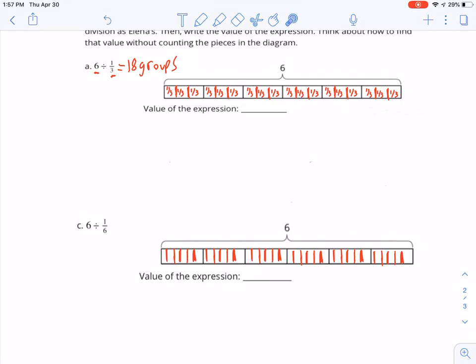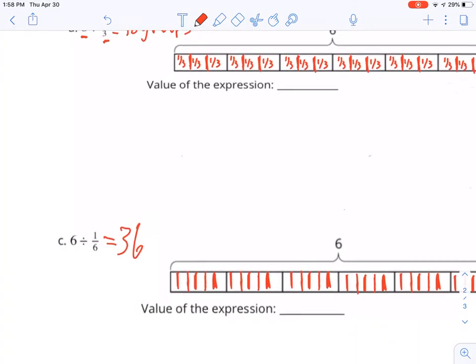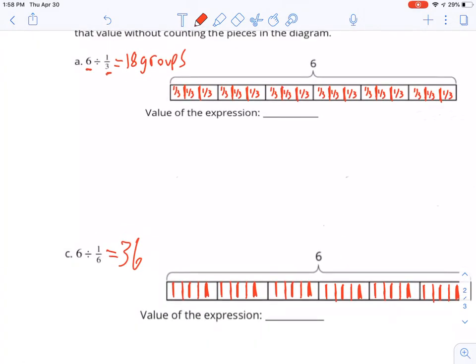Okay, now let's count them. What do you think? Last time we had 6 divided by groups of 1/3 and we got 18 groups. Now 1/3 is exactly twice as much as 1/6. So our divisor has decreased by half. So what's going to happen to our quotient this time? Who knows? Well, let's find out, okay? So we have 6, 12, 18, 24, 30, 36. 36.